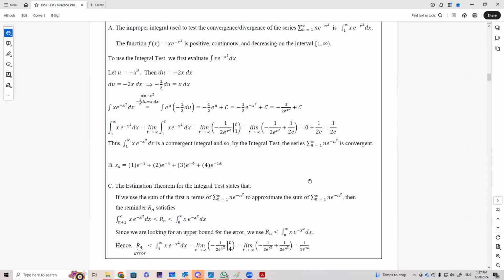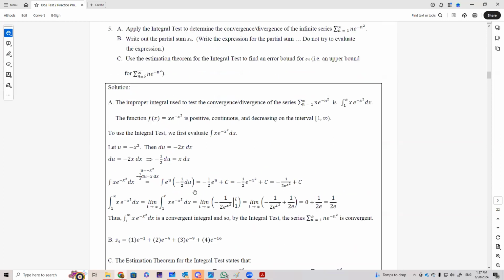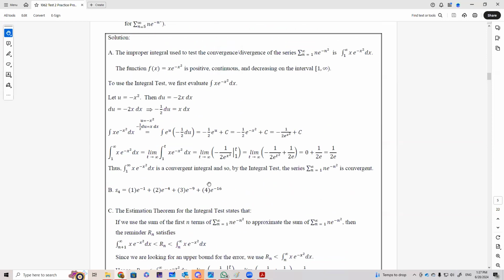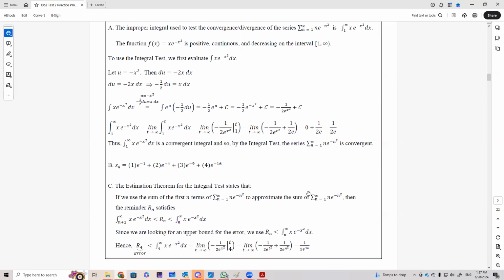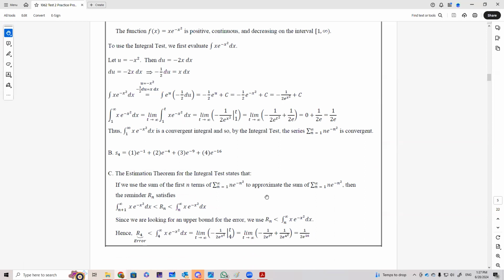Now, in terms of the estimation for the remainder, remember that the remainder is the difference between the nth term and the actual sum of the integration. So we will be doing essentially the difference between this and 1/2e, which is wherever it converges. Now, what we're saying is that regardless of that, the error of this is going to be between the n plus 1 to infinity of this, x e to the minus x squared, and between 5 and infinity and between 4 and infinity.